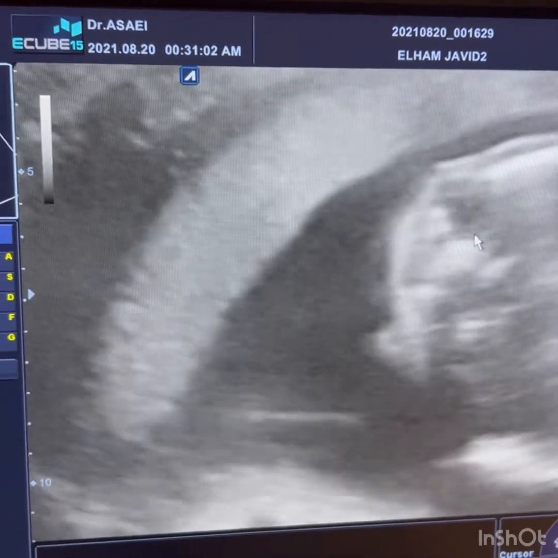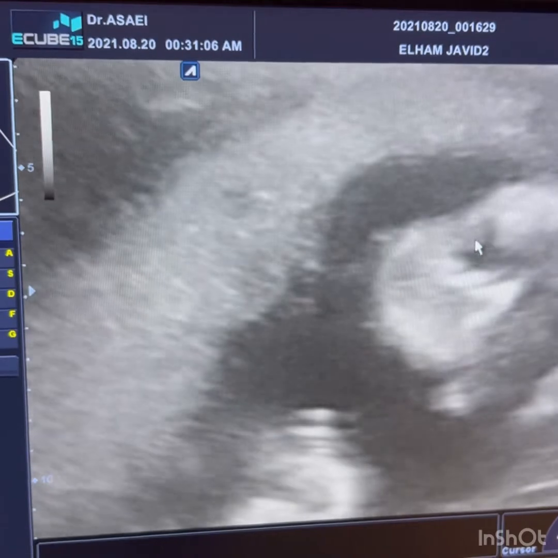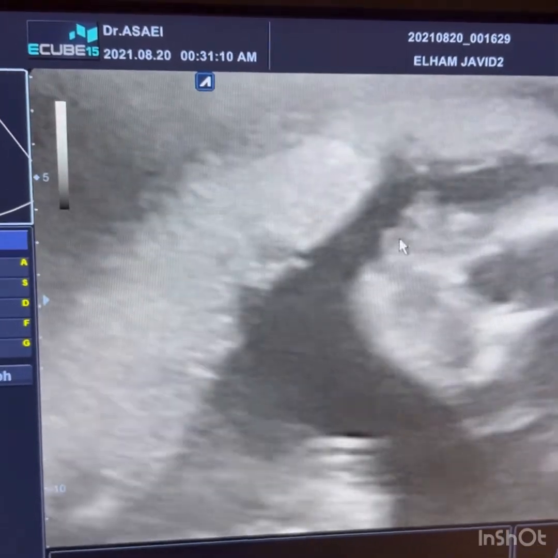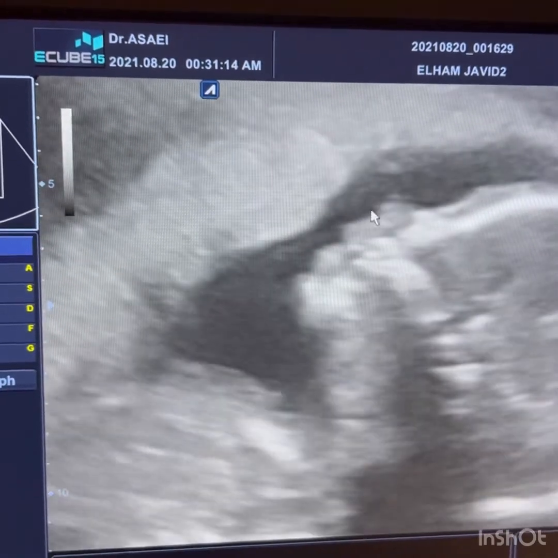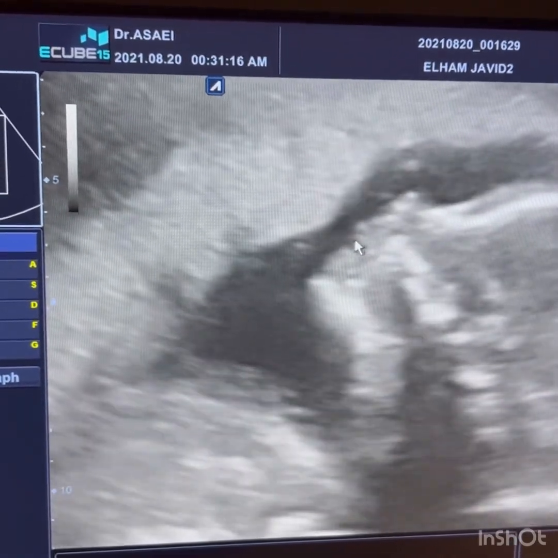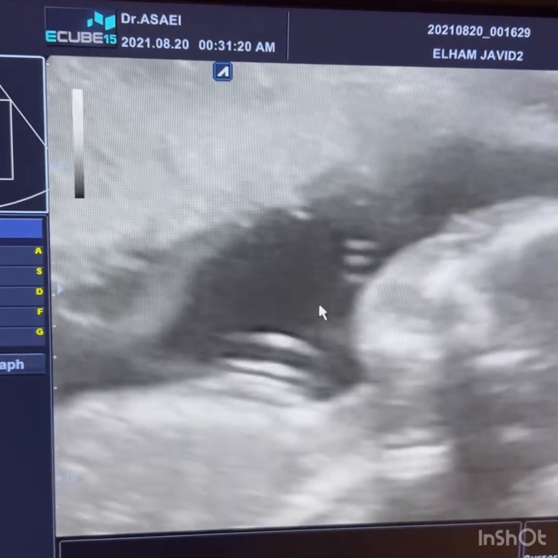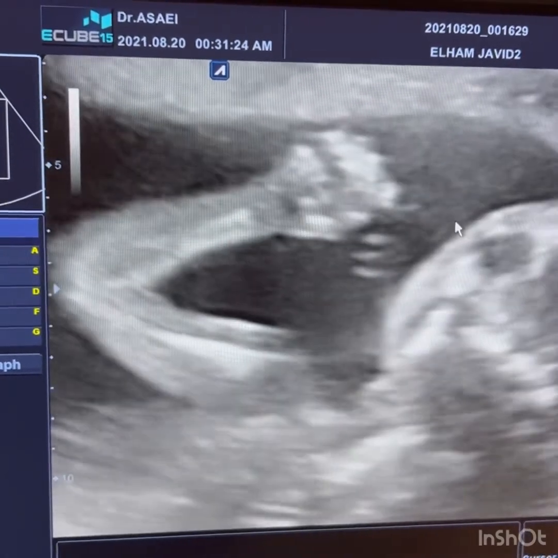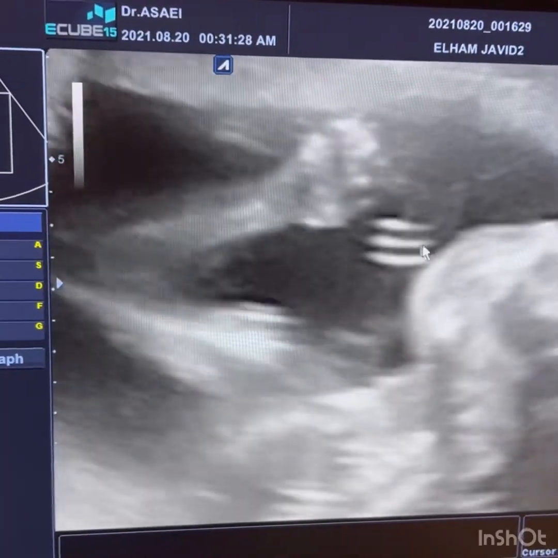Forehead is here. We can see the ear of the fetus, the eye, and the lens of the eye. Nasal bone again, the upper lip, lower lip, the chin, and the neck of the fetus. Here we can see also the fingers and the other eye of the fetus.